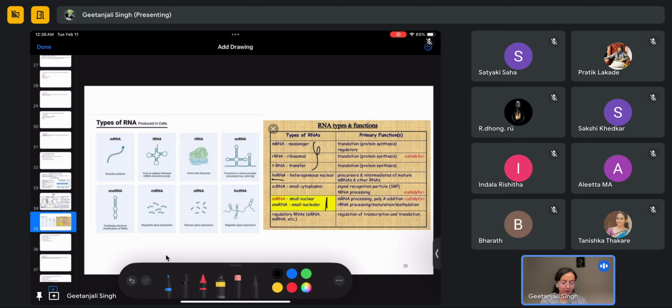Both of them are very confusing. You have to remember snRNA is involved in mRNA processing and poly A addition during the last phase of translation, and snoRNA is involved with rRNA processing, maturation, and methylation, capping and everything to stop the further hydrolysis of the RNA. Regulatory RNA, that is siRNA and miRNA, are involved in regulation of gene expression, so regulation of transcription and translation. This regulates gene expression, silencing of gene expression. So this is why they are called regulatory RNA.